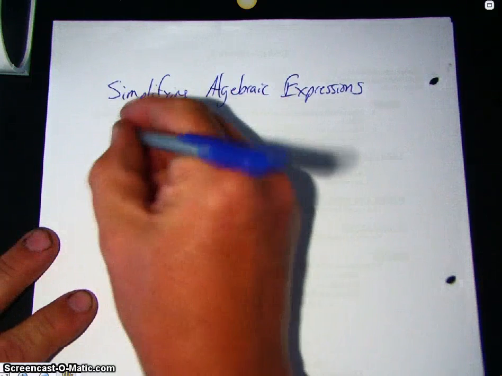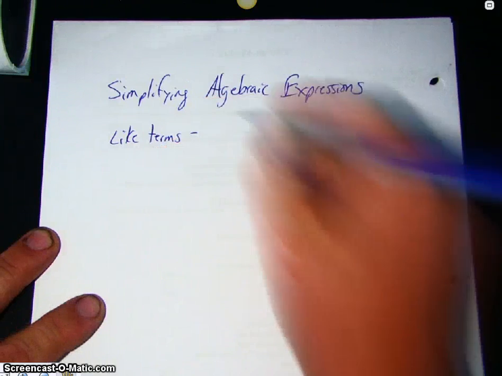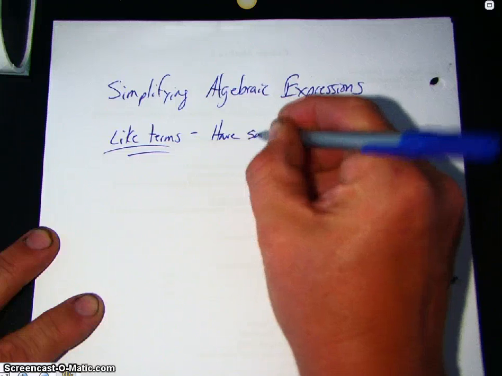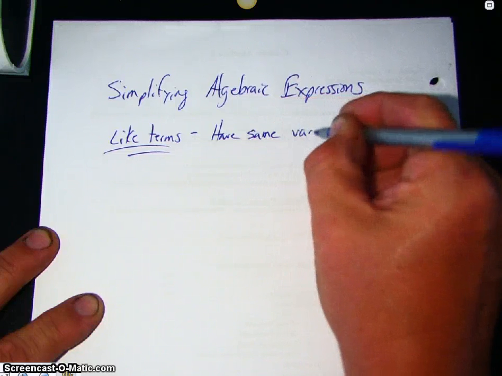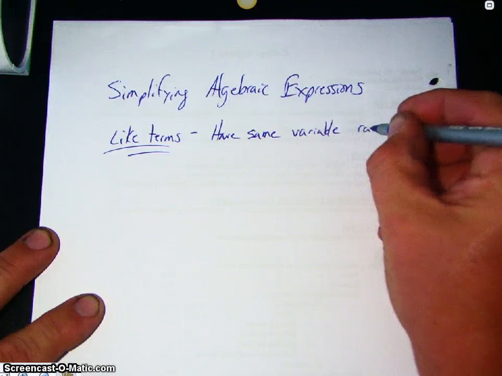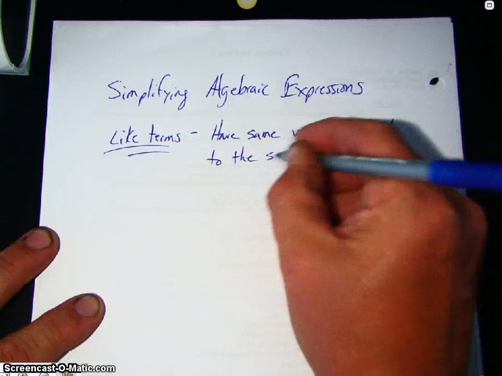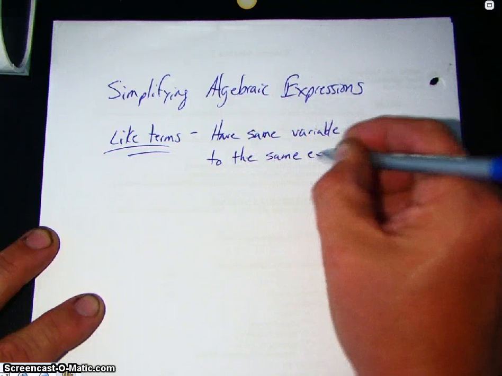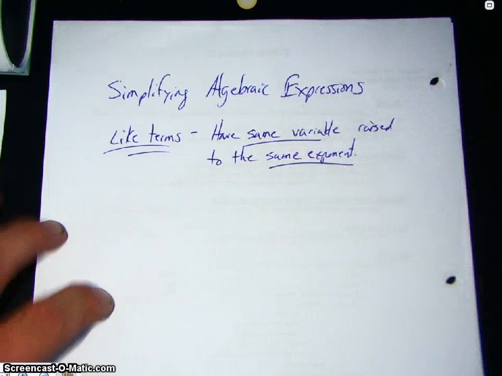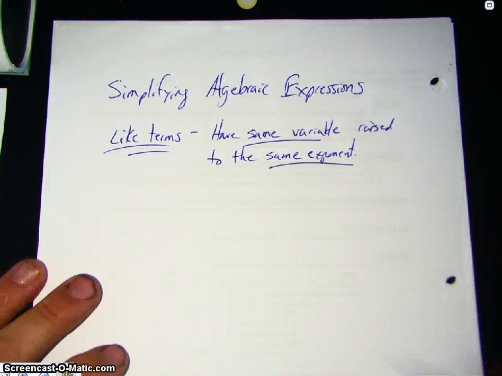First thing you need to know is like terms, or the definition of what that is. Like terms have the same variable raised to the same exponent. Right? Same variable with the same exponent. Those are like terms. And once you have like terms, that's when you can add or subtract them.